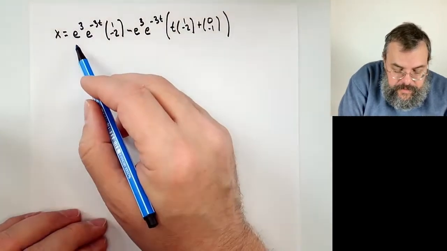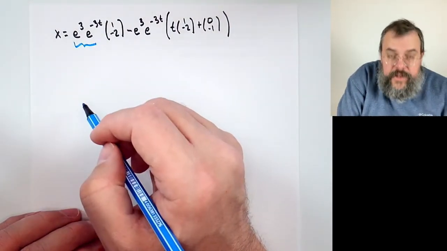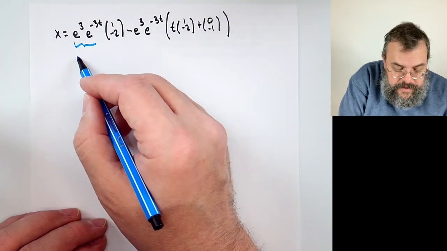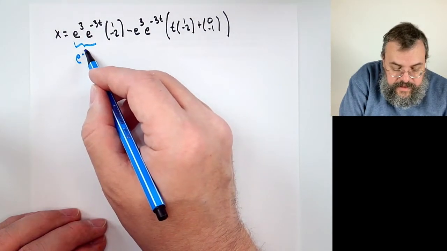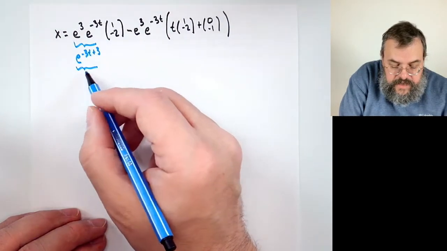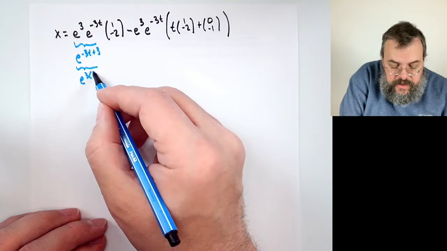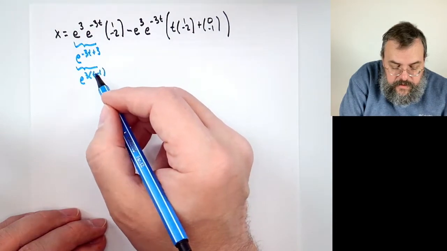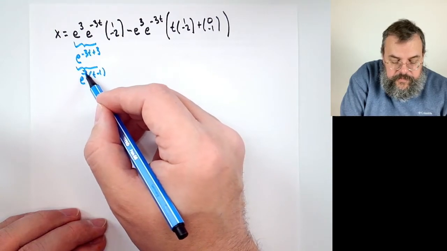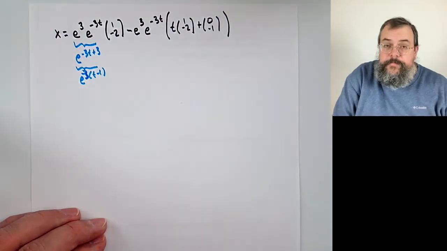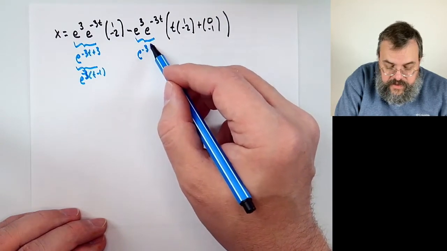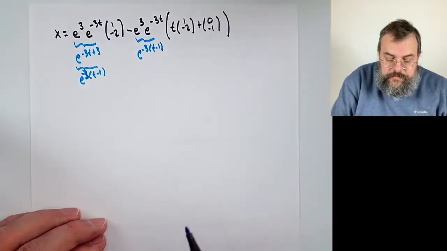Well, notice this part right here, e to the 3 times e to the minus 3t. We can actually put that as one piece. So think of this as e to the minus 3t plus 3, which is the same as e to the minus 3 times t minus 1. So this part right here, same thing, e to the minus 3 times t minus 1.